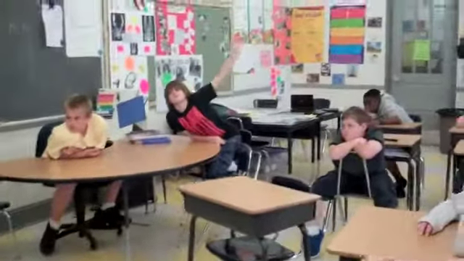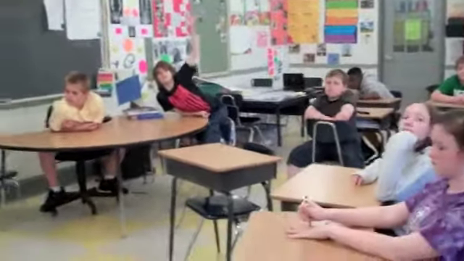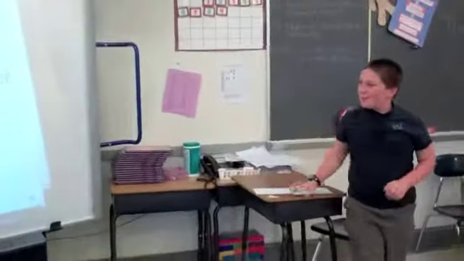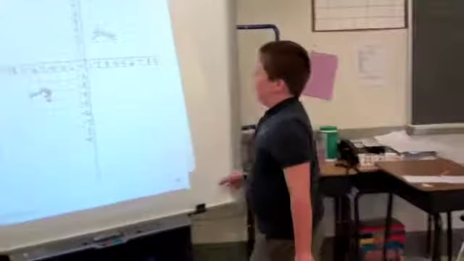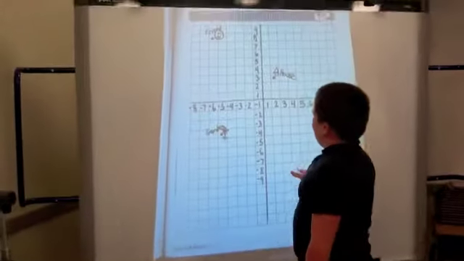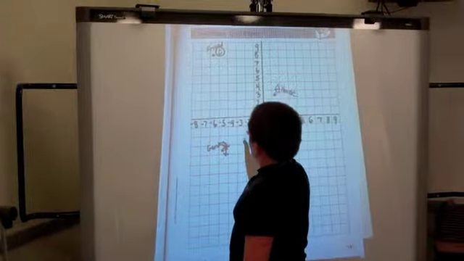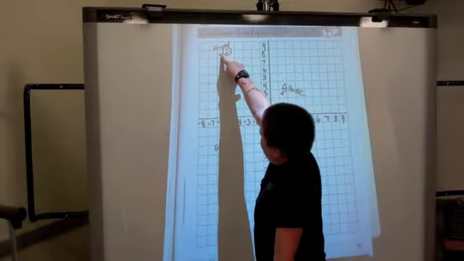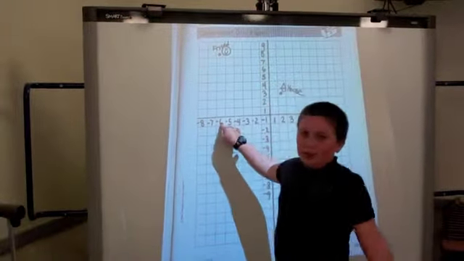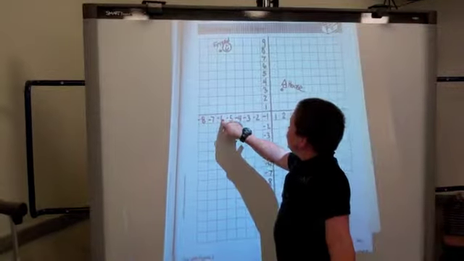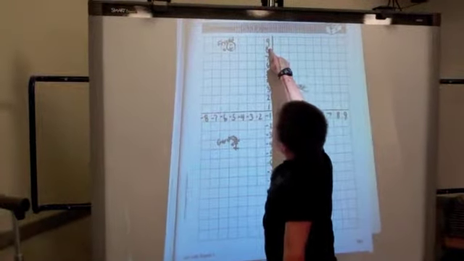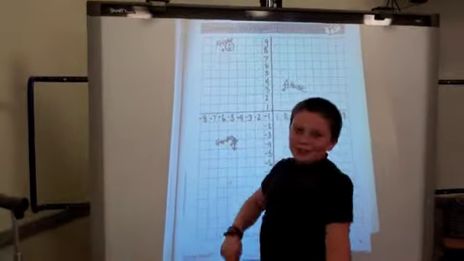How would I find the coordinates of the friend? Lucas, how would I find the coordinates of the friend? You would go to that and go down, and that will land on -6. So -6 on the x-axis. And then on the y-axis, it would be 8. 8. So the coordinates are -6 and 8.